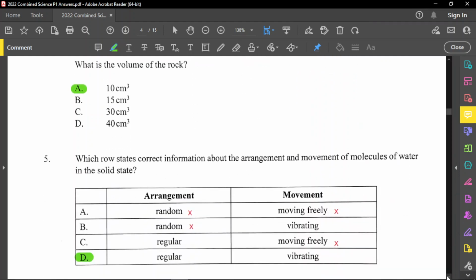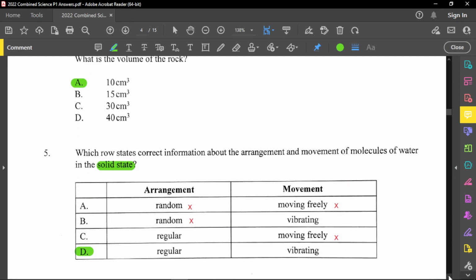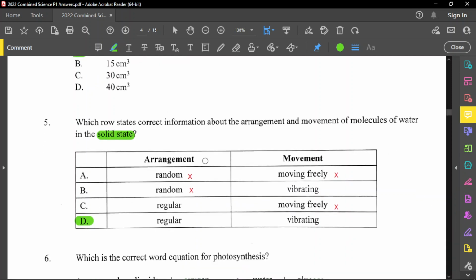For question number 5, it's which row states correct information about the arrangement and movement of molecules of water in the solid state. So we're looking for a solid state. If water is in a solid state, which is ice pretty much, anything in a solid state has a fixed or a regular shape. And so therefore the arrangement must be regular. So right off the bat, A and B are incorrect because the arrangement is not random. They're in a fixed or regular pattern.